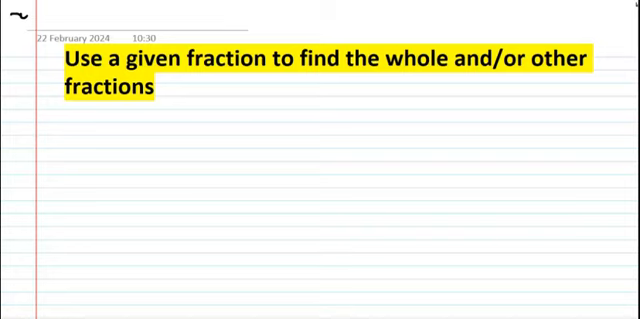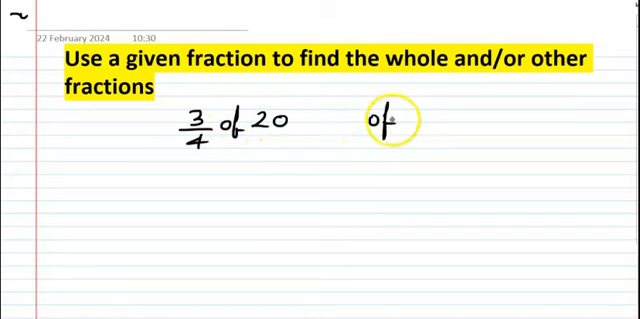In this lesson today, we are going to learn to use a given fraction to find the whole or another fraction. What does it mean? So we can say, if it is 3 quarters of 20. In algebra, of means what? Times. Thank you, Musawar. So of means times sign, right? So let's write it down here. It is 3/4, of means times, and it is 20.